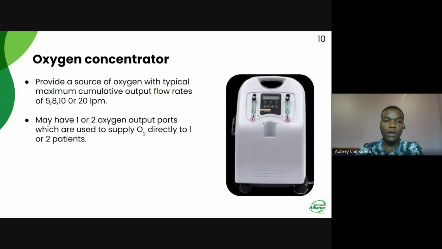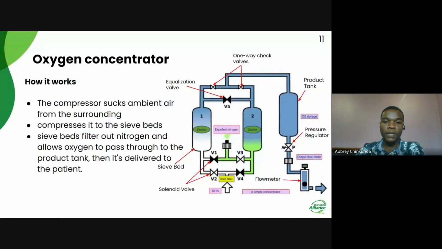So now we're going to look at how the oxygen concentrator works. The oxygen concentrator has a compressor that sucks in ambient air from the surroundings. The air is then compressed and directed to the solenoid valves or the rotary valve, depending on the model of concentrator that you're dealing with. And then the valves are the ones that direct air into one of the sieve beds, and the sieve beds contain a molecular sieve known as zeolite that filters out the nitrogen and allows oxygen to pass through.